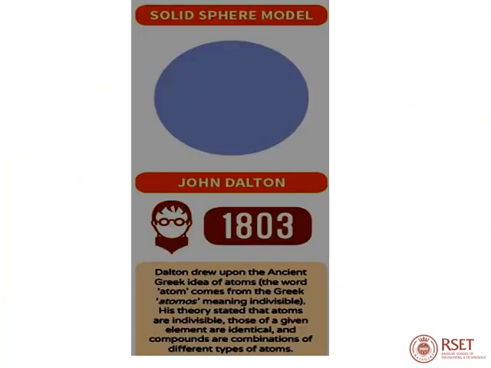the first one is done by John Dalton. Dalton drew upon an ancient Greek idea of atoms. That is, the word atom comes from the Greek atomos, meaning indivisible. So his theory stated that atoms are indivisible, those of a given element are identical, and compounds are combinations of different types of atoms. So with John Dalton, there was no nucleus. He was not even saying there is a nucleus, a positively charged, negatively charged part. So he gave a simple solid sphere model.